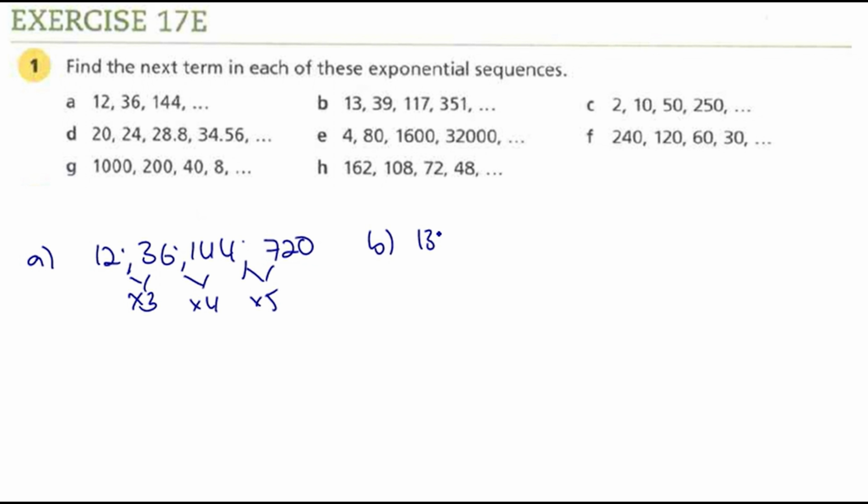B, 13, 39, 117, 351. Again, instead of asking what times what, we'll just divide term 2 by term 1. So 39 divided by 13 is 3, so 13 times 3 is 39. 117 divided by 39 is 3, so we multiply 39 by 3, and we multiply 117 by 3 as well. So the next term will be 351 times 3, which is 1053.